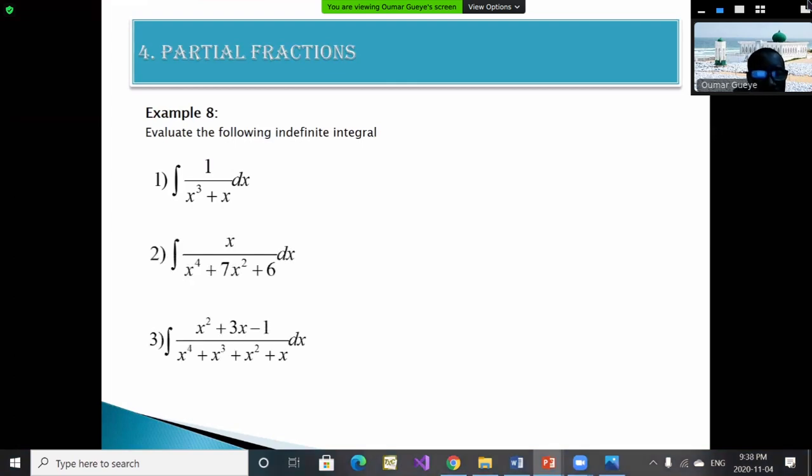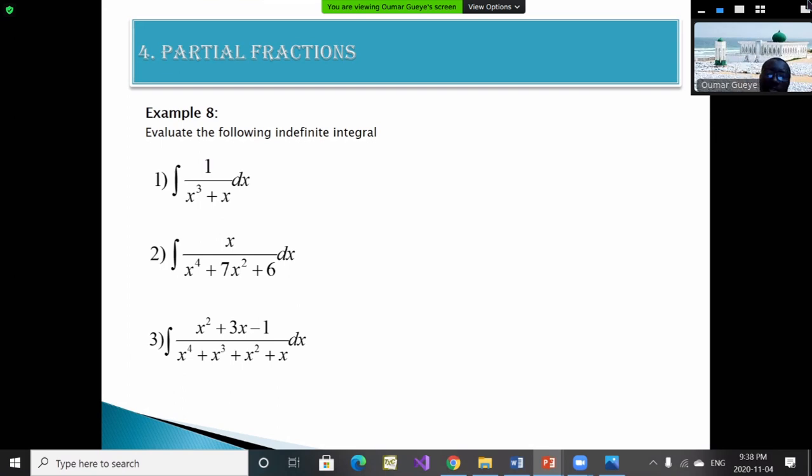Third example, we just want to integrate this rational function again, and you can see for the third example the 2 conditions are satisfied. It means we can use the partial fractions technique. The numerator is a polynomial function, same for the denominator, and the second condition is also satisfied because the degree of the numerator, equal to 2, is less than the degree of the denominator, which is equal to 4. So the 2 conditions are satisfied.